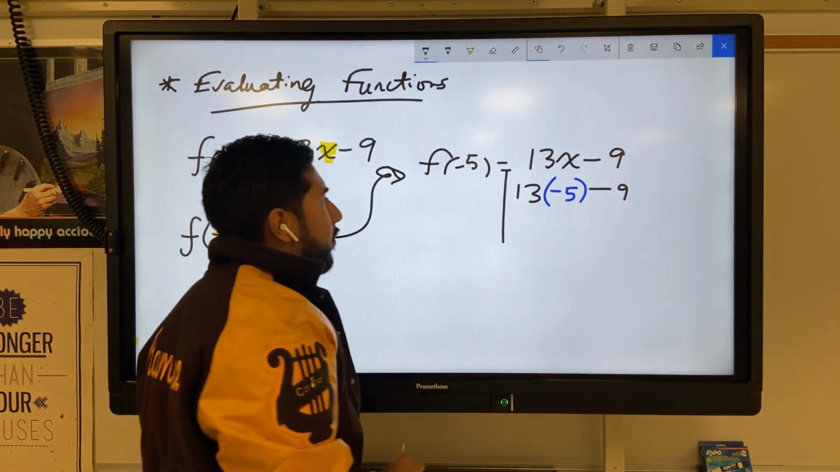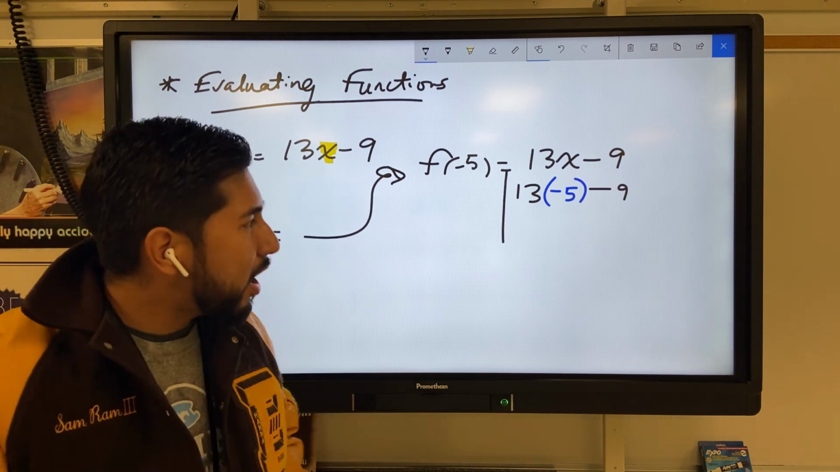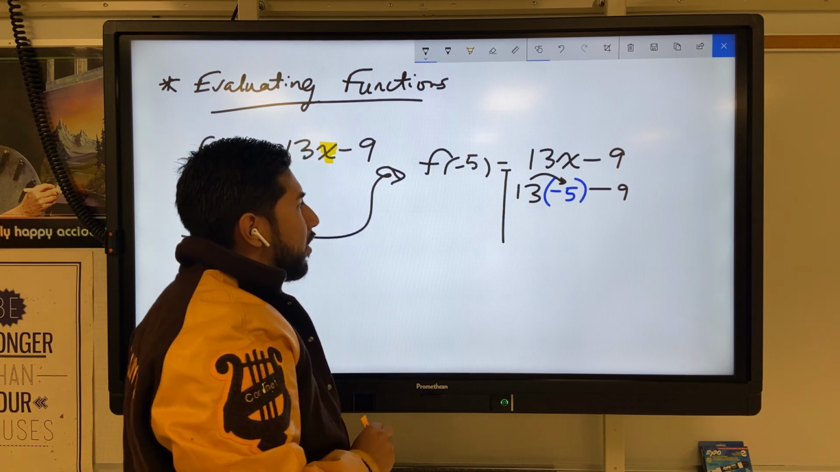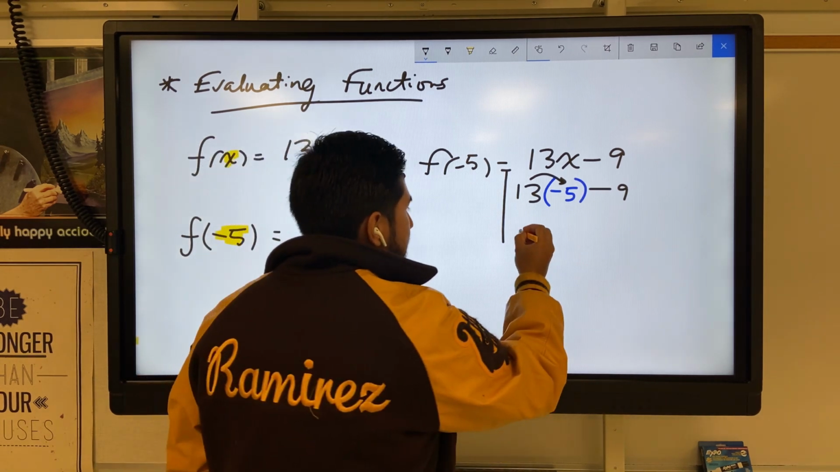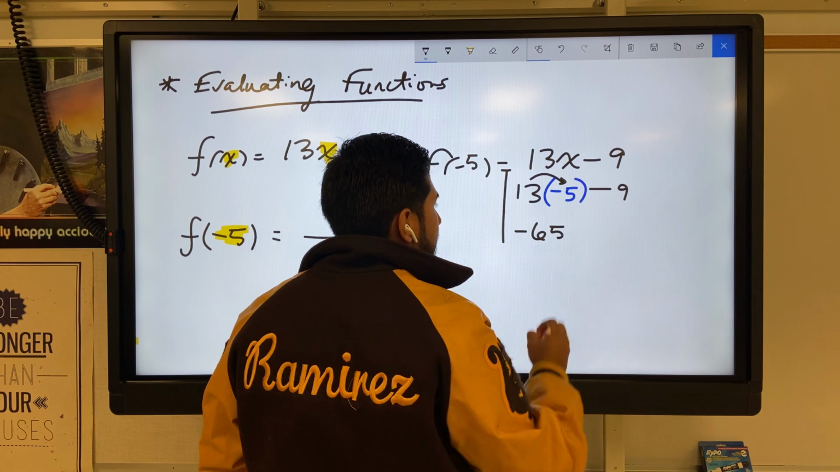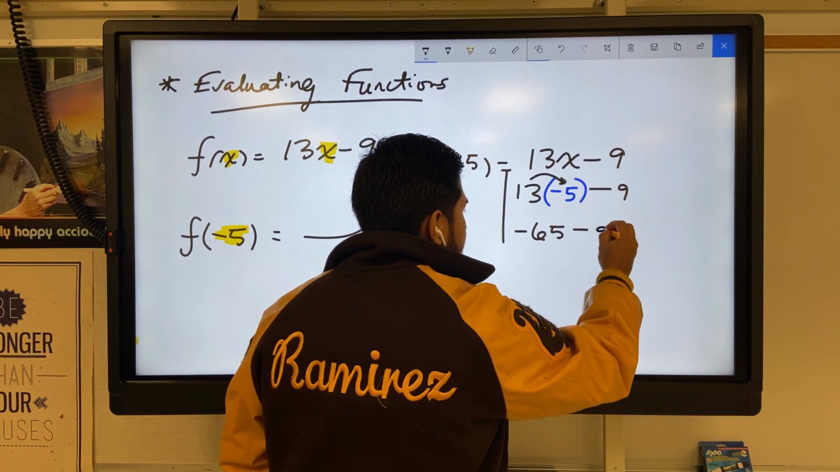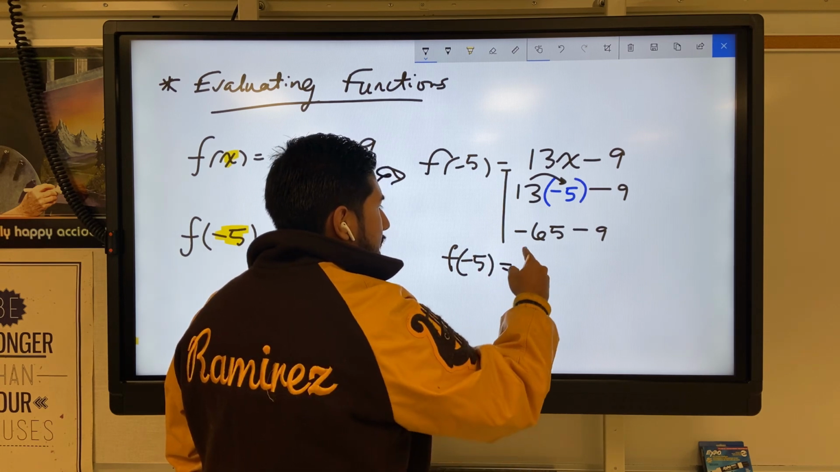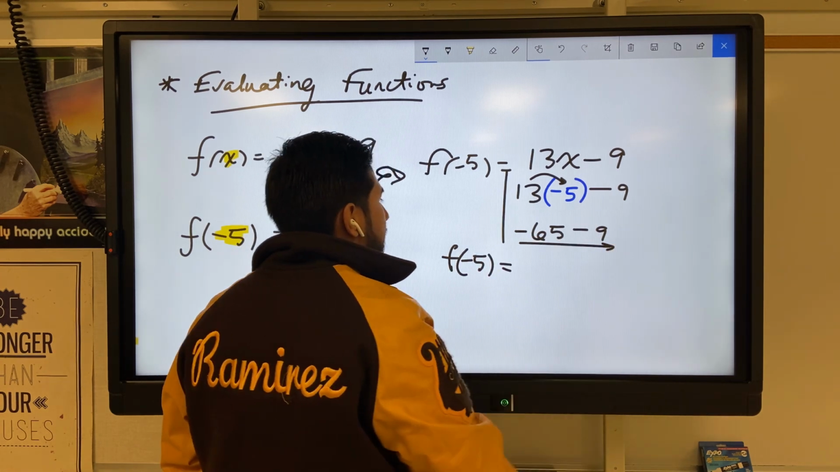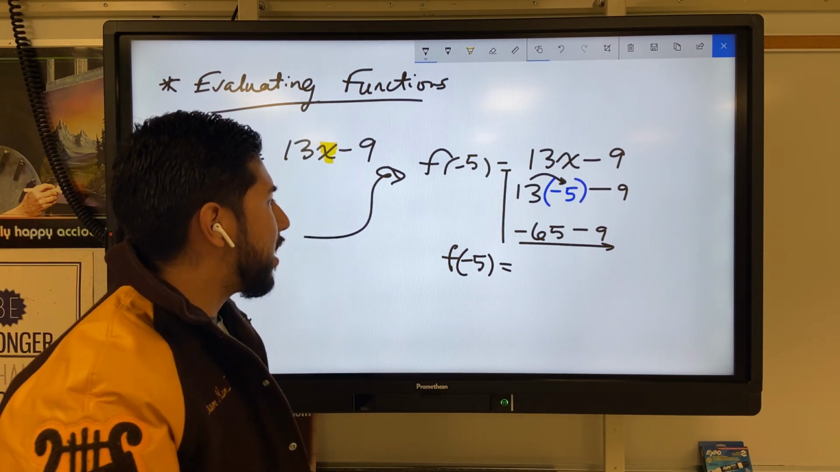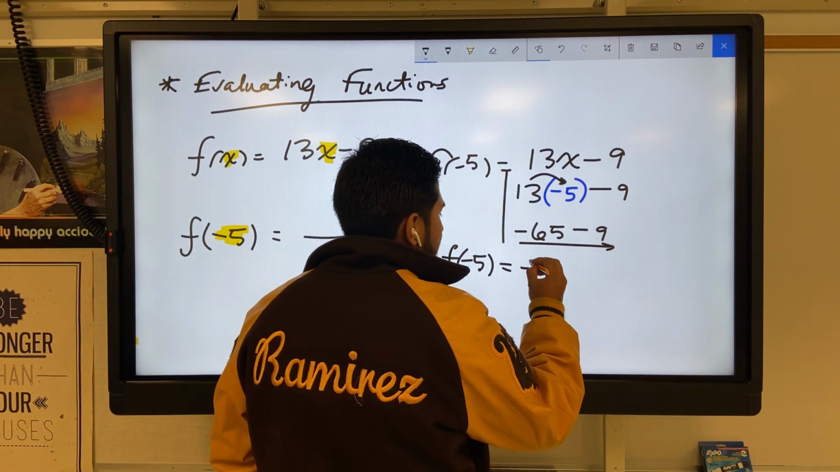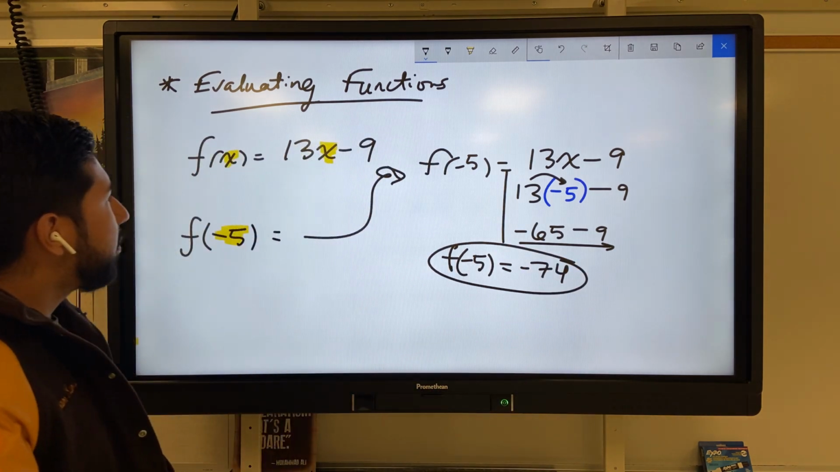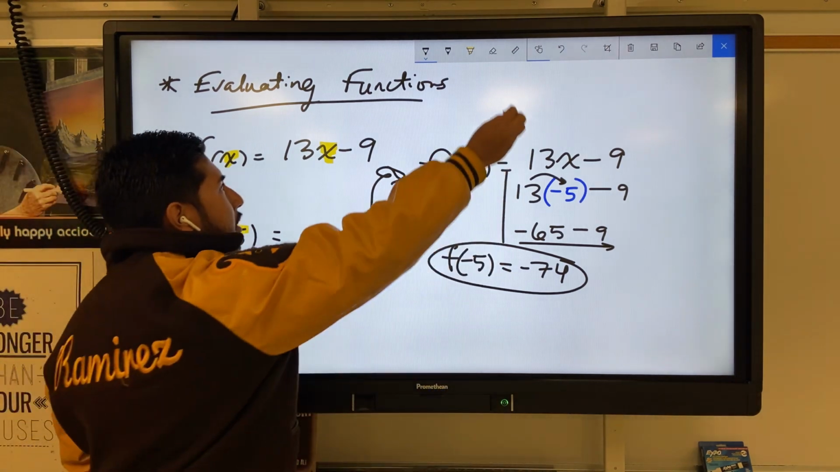minus 9. And then you could either use the calculator or you could just do it very simple. 13 times -5 is -65. And then we bring down the minus 9. F of -5 equals, read this very carefully, -65 minus 9, that's -74. Pretty straightforward, ladies and gentlemen.